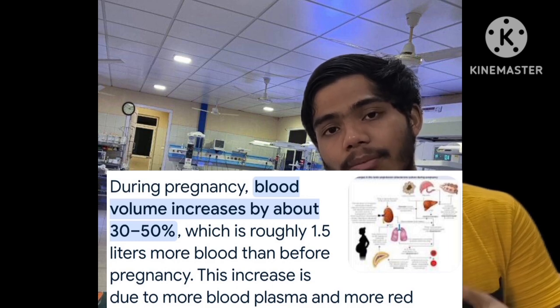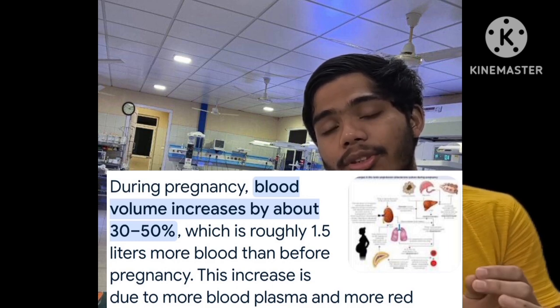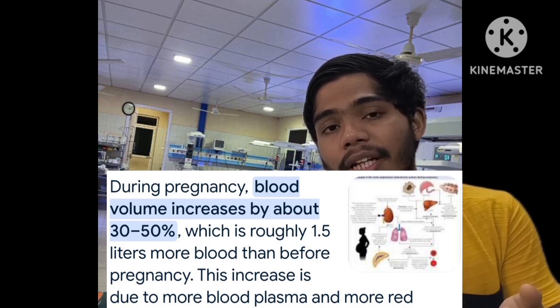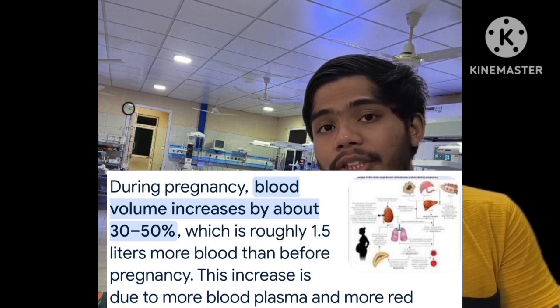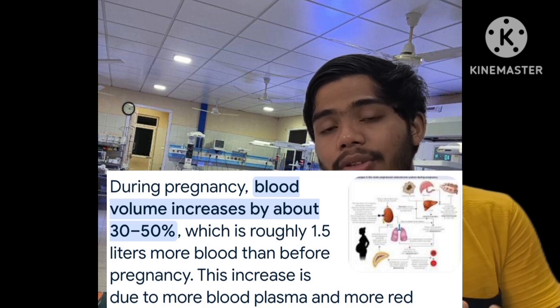Now again see the text written on the diagram. By seeing the text, you can realize that the blood volume increases by about 45% in a woman's life during pregnancy. And also you can realize that this increase in blood volume is too much, and that fast increase of blood volume during pregnancy is known as the hypervolemic state.